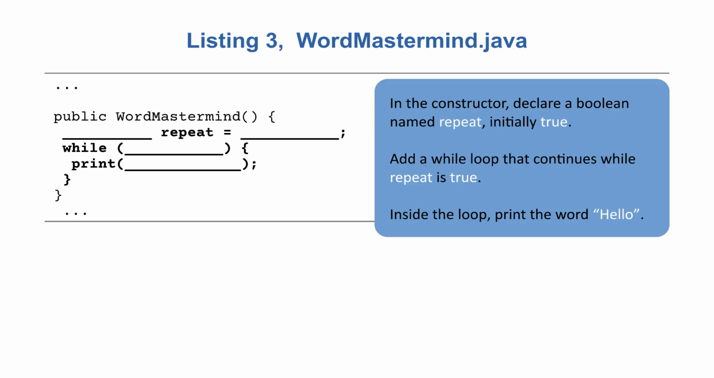Run it. What happened? It should repeatedly print the word hello. Close the window to end the program. If you're unable to close the window, click the Terminate button in the Eclipse console pane. Because repeat is always true, it'll keep printing hello forever or until you close the window.